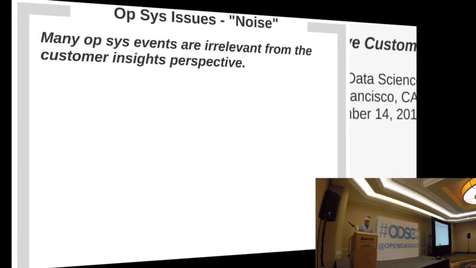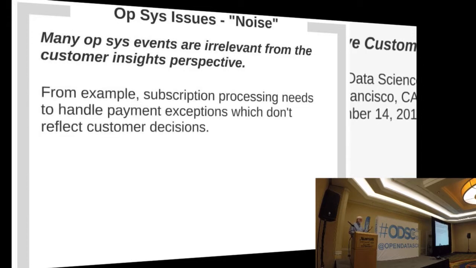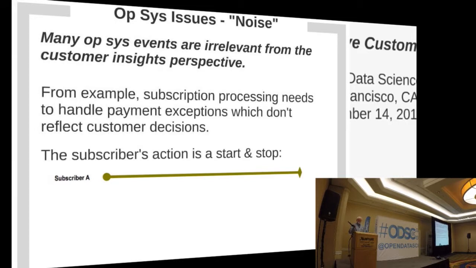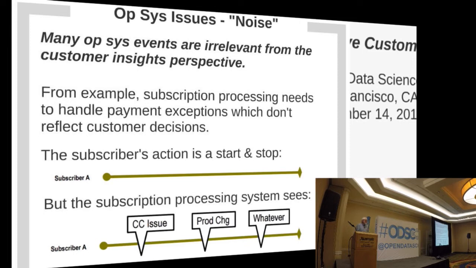The other big issue is operational systems create a lot of noise. Just in doing their work, they've got to deal with the details of the transaction, which are not relevant for the customer. For example, if I subscribe to lynda.com, I make up my mind to subscribe, and I start my subscription, and then sometime later, I stop it. So I have 2 decisions. But the subscription processing system is going to deal with all this stuff that happens: credit card issues, products changing, other things in the real world that the billing system and the subscription processing system is going to deal with. So what we want to do is simplify the data we're getting from the operational system into what the subscriber is actually doing.